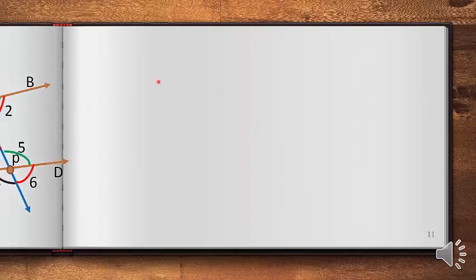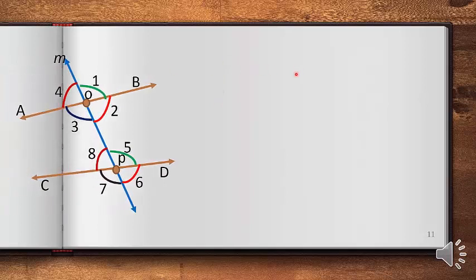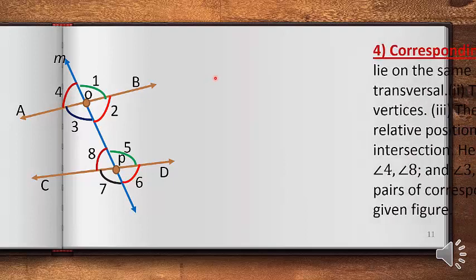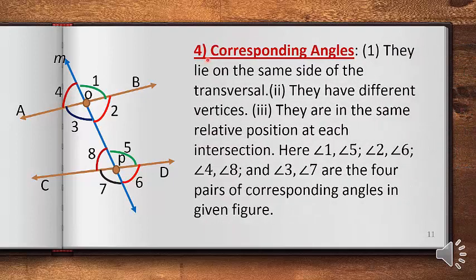The next type of angles which you are going to learn are called corresponding angles. When can two angles be corresponding angles? First thing, they should lie on the same side of the transversal. The second point, they should have different vertices. And the third point, they should be on the same side and they should be in the same relative position at each intersection. Now we will see each point separately.